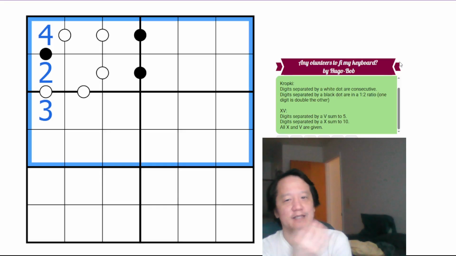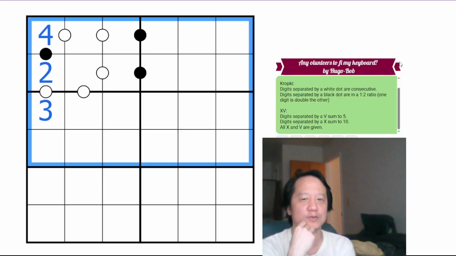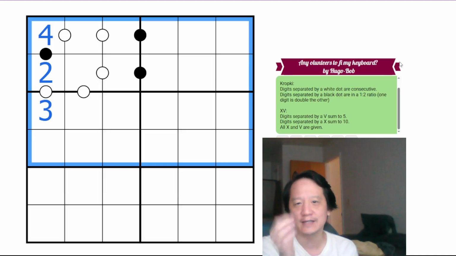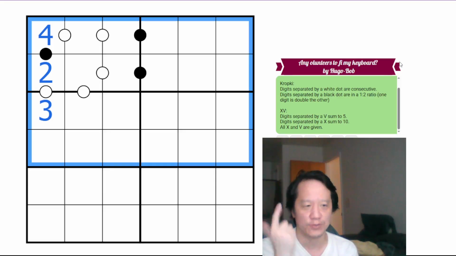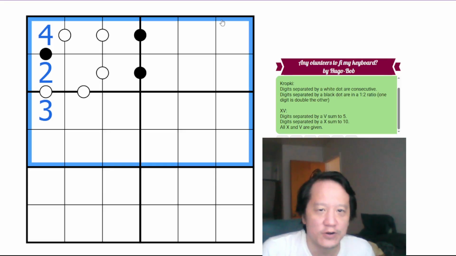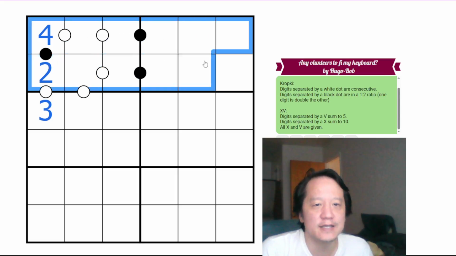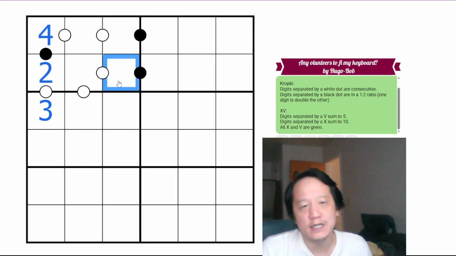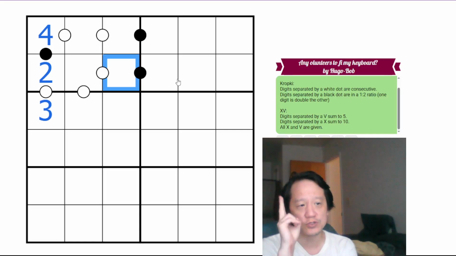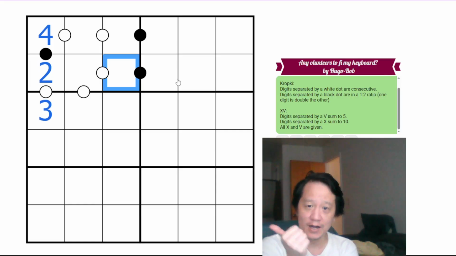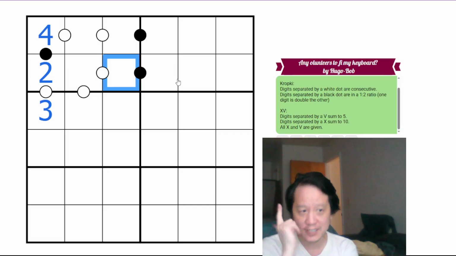So that's why it's Any Volunteers to Fix My Keyboard, because they can't place any X's and V's at all, because their X and V keys are broken. So that's why there are no X's and V's in the entire puzzle, which means no two cells that share an edge can add up to 5 or can add up to 10.